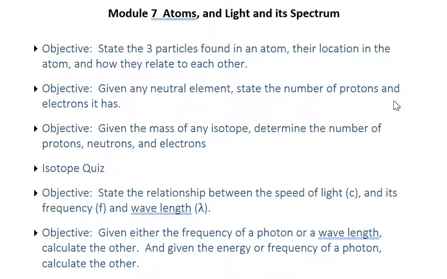Given any neutral element, state the number of protons and neutrons, protons and electrons. All you have to do is read it right off the periodic chart of the elements. Whatever the element number is, that is the number of protons and that is the number of electrons. Given the mass of any isotope, you ought to be able to determine the number of protons, neutrons, and electrons. So if I give you carbon 14, you ought to be able to say that because carbon has an atomic number of 6, it has 6 protons, 14 minus 6 would be 8 neutrons, and 6 electrons because they have to have the same number of protons and electrons. And then I leave the quiz to you.